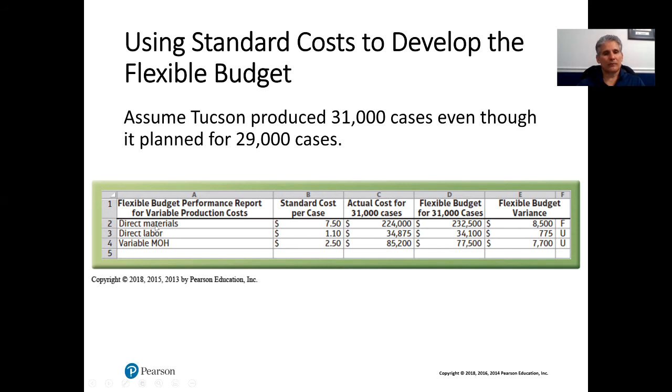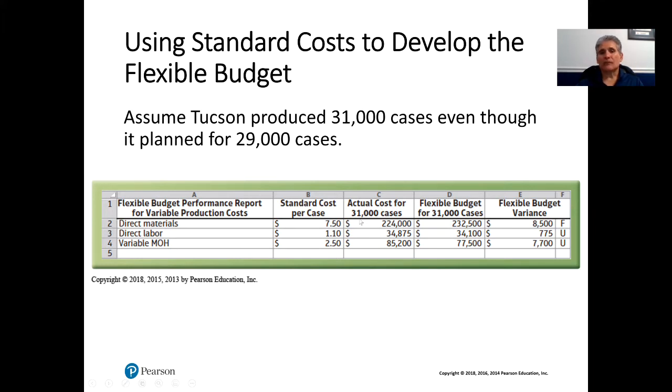So we're going to look at direct materials, direct labor, and manufacturing overhead. Those are the ones that are variable related. So the standard cost for each one of these, direct materials was $7.50 per case. Direct labor was $1.10 per case, and variable manufacturing overhead was $2.50. We came up with these numbers.